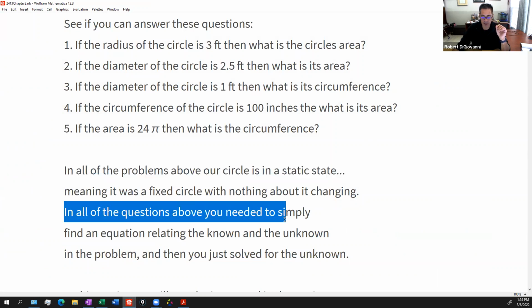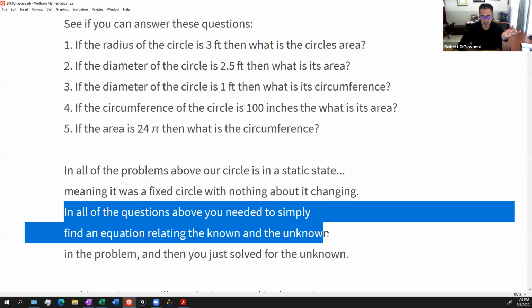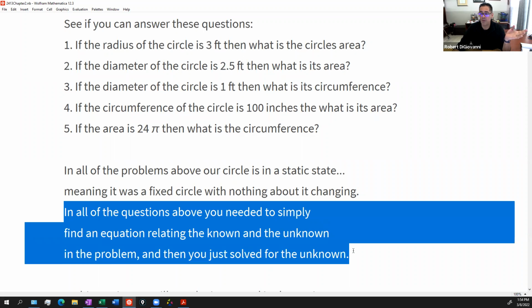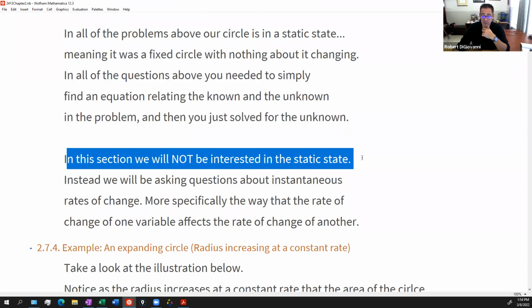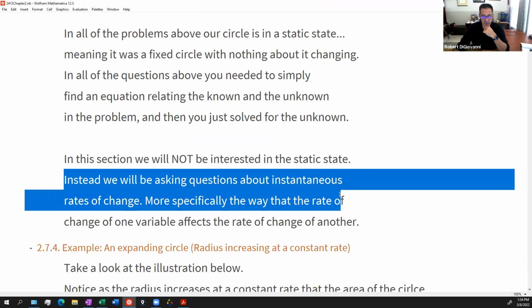In all the questions above, you needed to simply find an equation relating the thing that you know and the thing that you don't know, right? You somehow related them together and then just solved for the unknown. That's all we've been doing. This is just algebra, right? In this section, we are not interested in the static state of things. We don't care about static state. Static state's easy, okay?